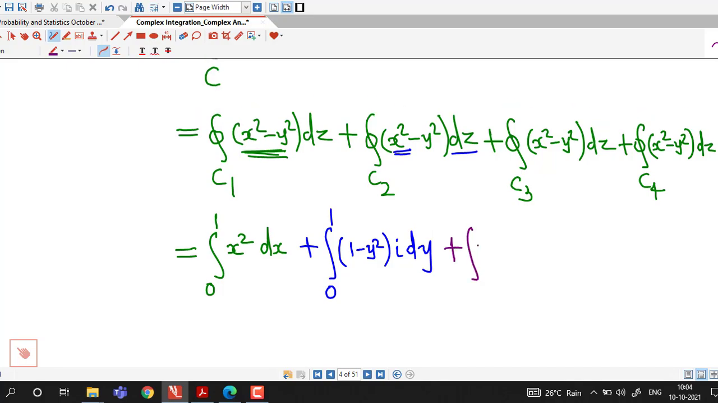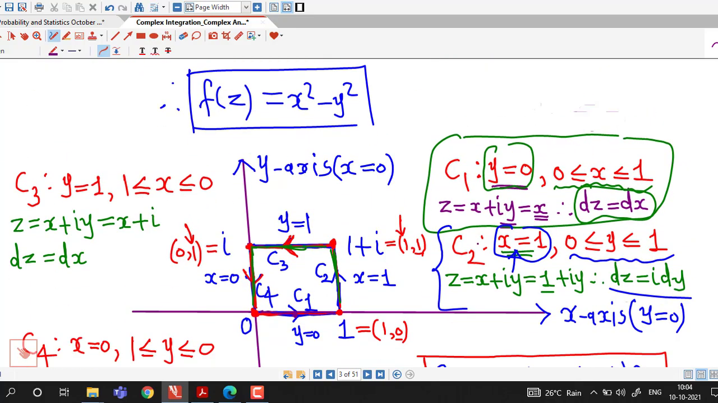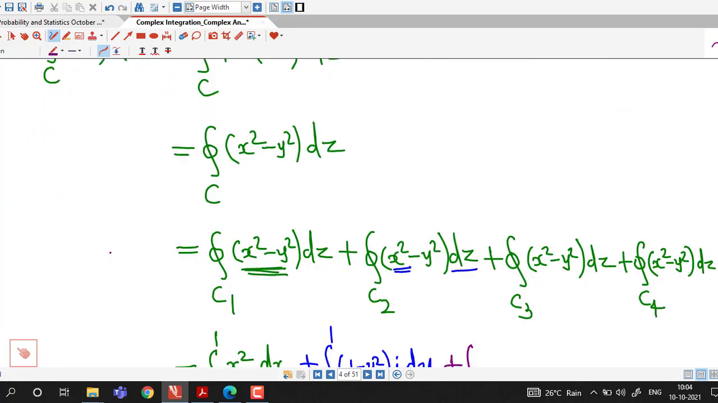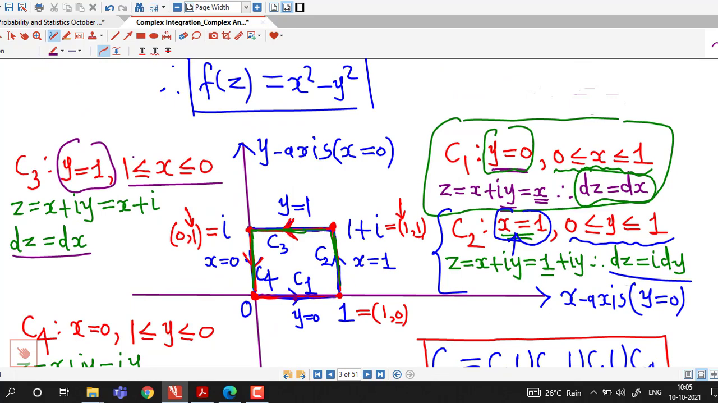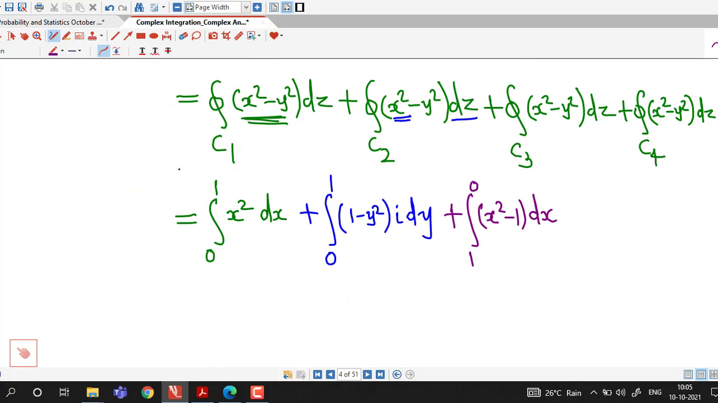Same thing we do for C3 and C4. So along C3 y is 1, x has limits from 1 to 0, and dz is dx. So let me check again. y is 1, x is from 1 to 0, dz is dx. So we put y equal to 1. So y square is 1, dz is dx, and x is from 1 to 0.